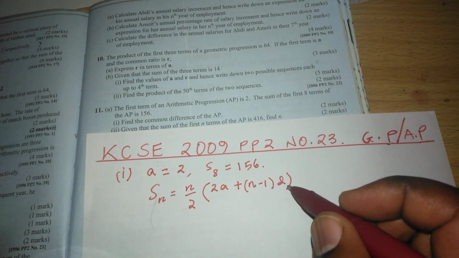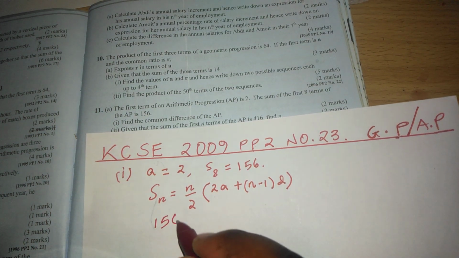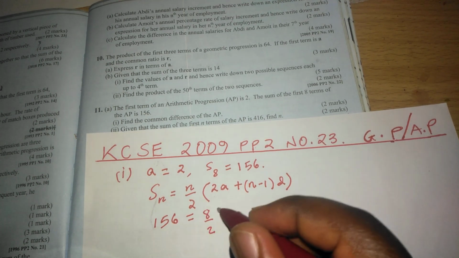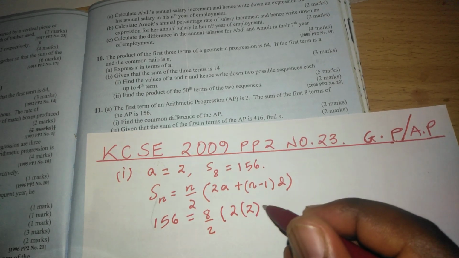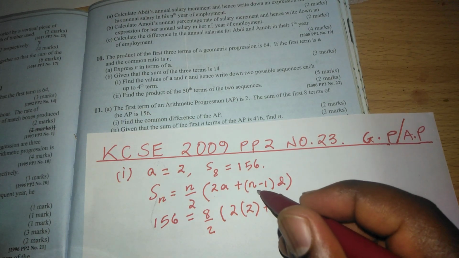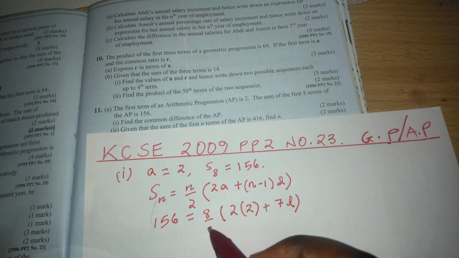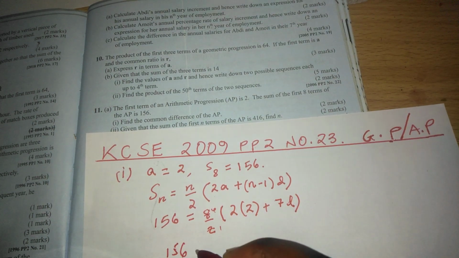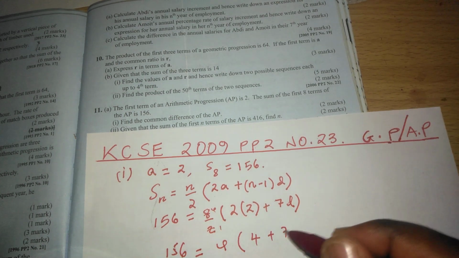So we can calculate the common difference by saying the sum of 8 terms is 156, because it's already given, equals n, the number of terms, which is 8, out of 2, into 2 multiplied by the first term, which is a, and it is 2, plus n, which is 8, minus 1 becomes 7, multiplied by the unknown d. So here we can divide to give us 4, such that 156 equals 4 into 4 plus 7d.